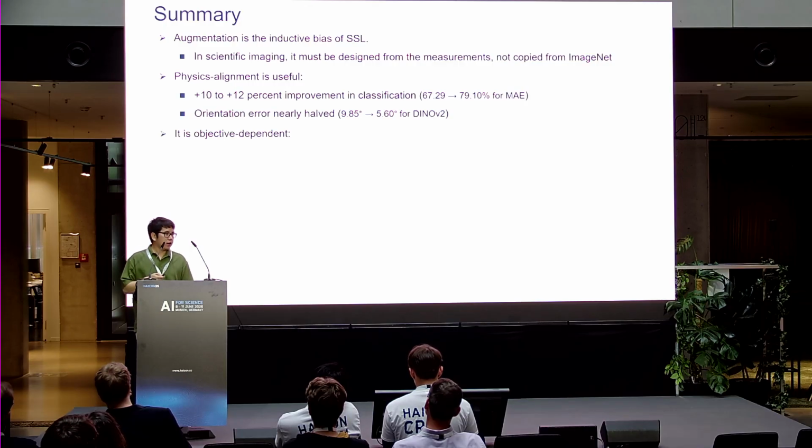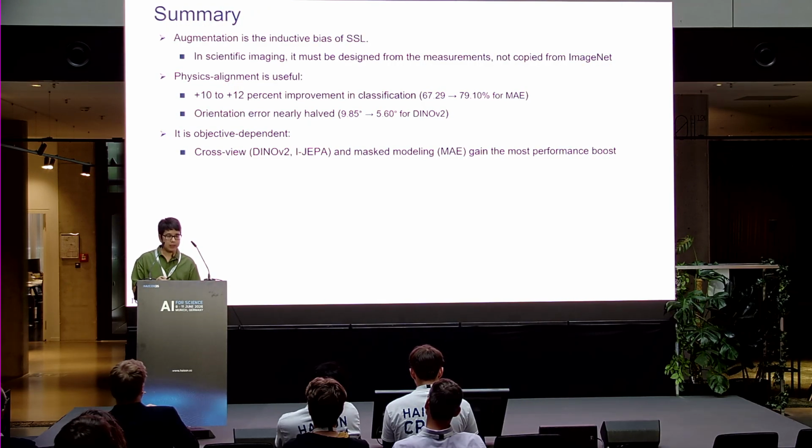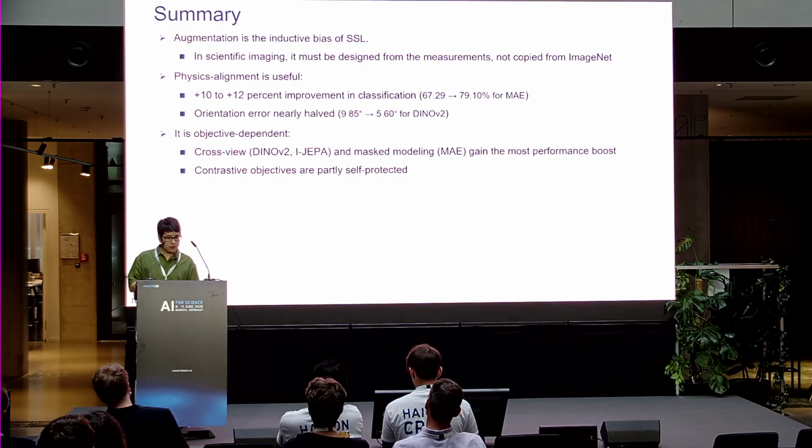But even though we got a performance boost on all the SSL pre-training approaches that are physically aligned, it's still very objective dependent. So for cross-view methods like DINOv2 and I-JEPA, and also for the masked modeling approaches like masked autoencoder, the performance boost is very high. But for contrastive learning, even though there's still a performance boost, the difference is not as much as for the previous pre-training approaches.